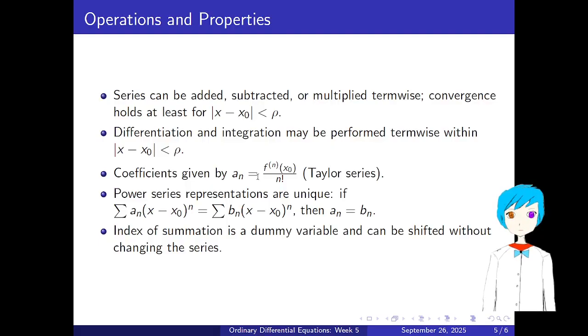Differentiation and integration may be performed term-wise within the radius of convergence, and that does not change the radius of convergence. If the function for the series is denoted by f, the coefficient a_n is the nth derivative of f divided by n factorial. Two power series are identical if the coefficient for every term is the same. Finally, we can change the index from n to m or i or j or k because it's a dummy variable. Also, the index can be shifted, which will be used for solving ODEs.